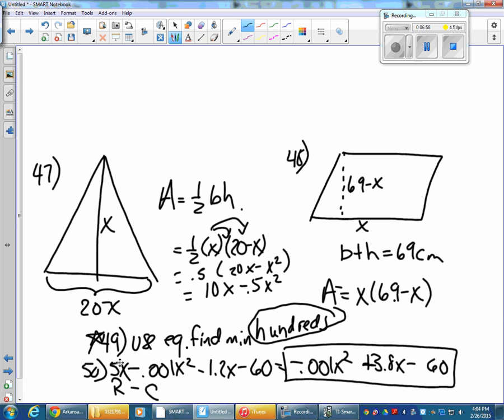And then in problem number 50, it's the revenue minus the cost. This is the revenue, 5x. This is the cost, and you're subtracting all of it. And when you do that, this is the equation that you get: negative 0.001x squared plus 3.8x minus 60, and you just find the vertex of that.